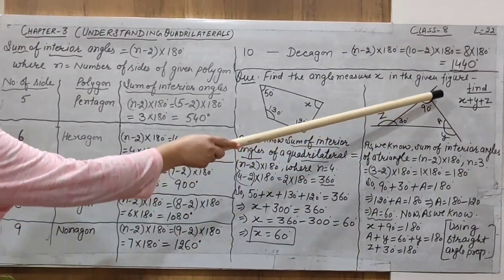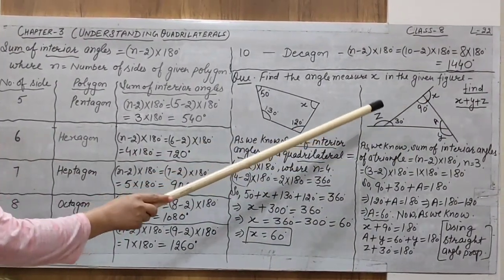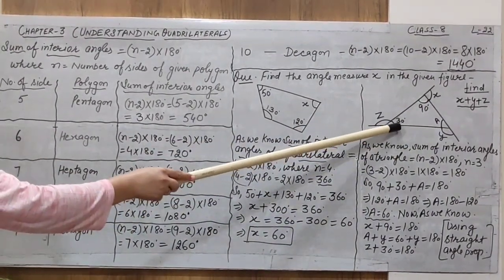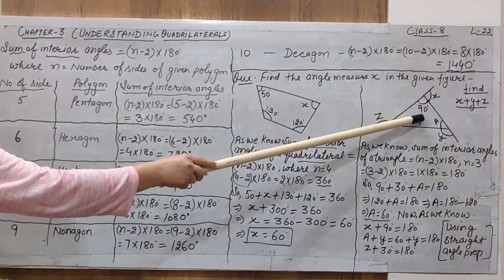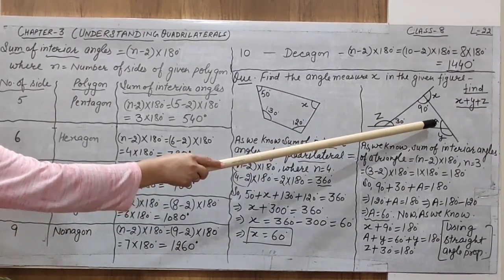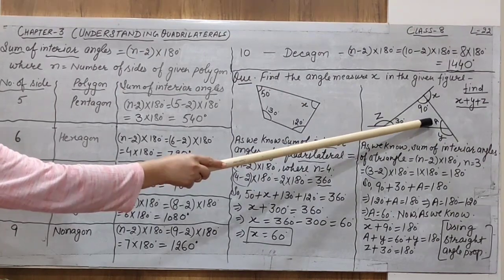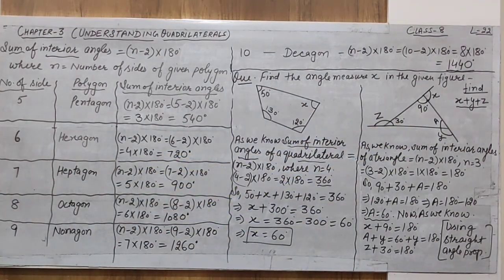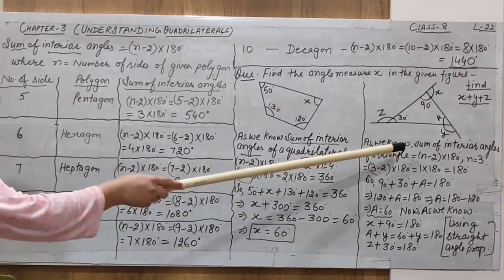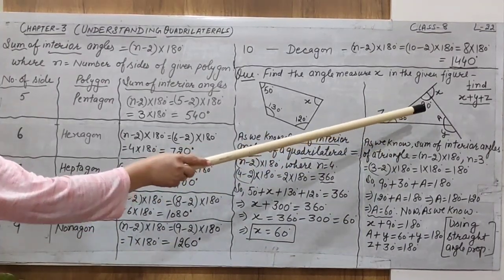Now in this triangle we have three angles. The first angle is 30 degrees, the second angle is 90 degrees, and the third angle is not given, which you can give any name. I have given it the name A. And you know very well the sum of interior angles of a triangle.